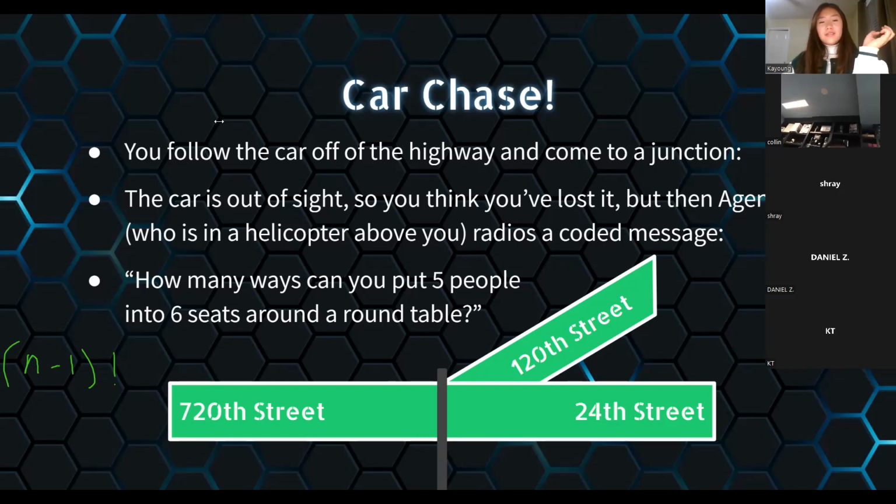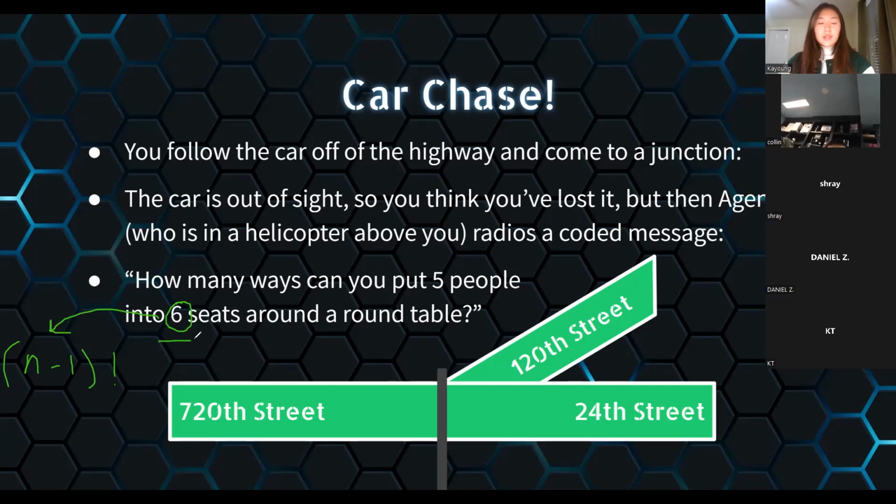Okay, Daniel, explain to us why it's 120. It is 120 because I'm pretty sure the n is actually 5. I wasn't as sure at first if it was 6, but then I realized 120, and I know that 5 factorial is 120. Okay, so I just went with that. The n is actually 6. So when you do 6 minus 1, you get 5 factorial.